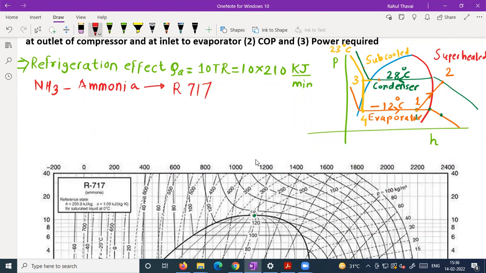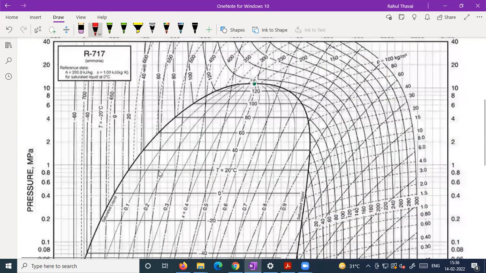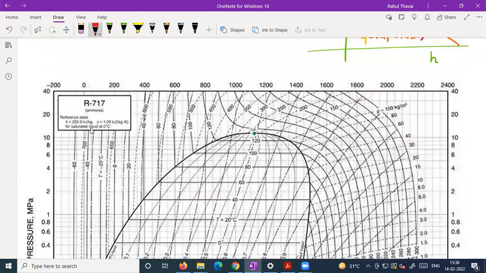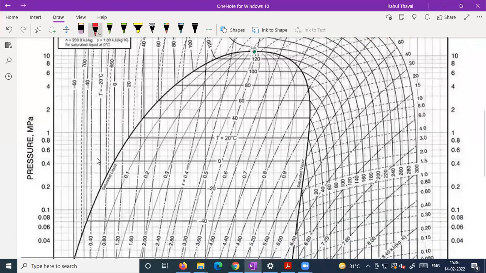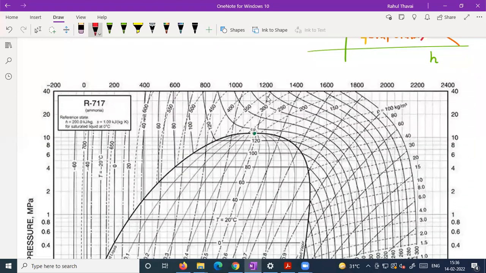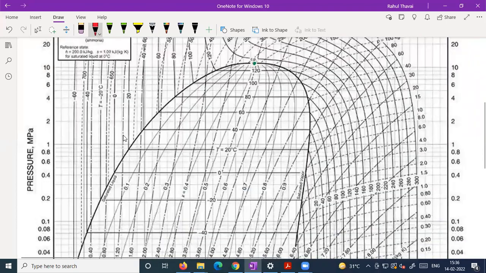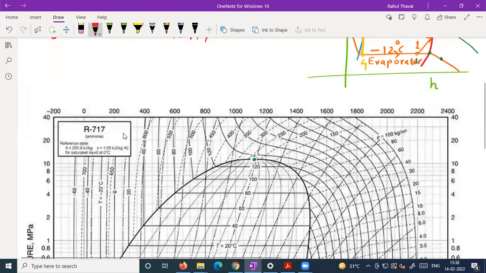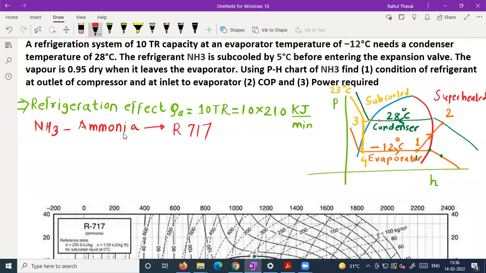So for every refrigerant, we will have a different pH chart. You can see here it is clearly mentioned R717. So you need to use the chart for R717 only. If they mention ammonia, then only you can go for this chart. If they mention R22, you need to use the chart for that refrigerant. You can't use the same chart for every refrigerant, because as the refrigerant changes, its properties will change, and its desired effect will change, right?